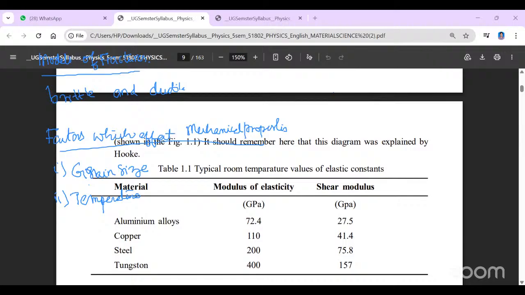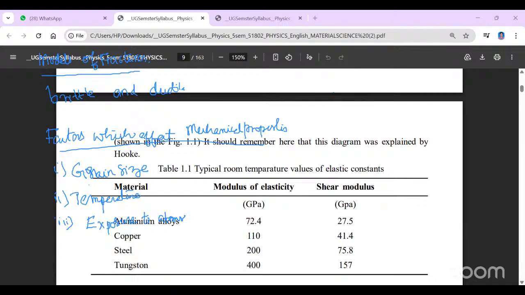Several metals and a large number of alloys exhibit the phenomenon of superconductivity nearly at absolute zero temperature. That is also one factor affecting the mechanical property. And another property which will affect the mechanical property is exposure to atmosphere.